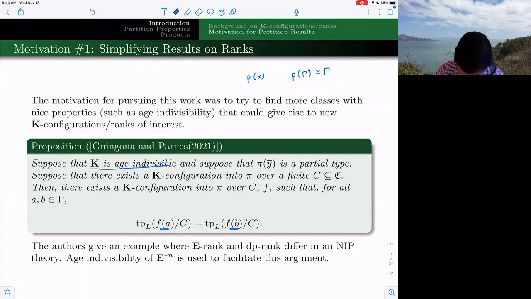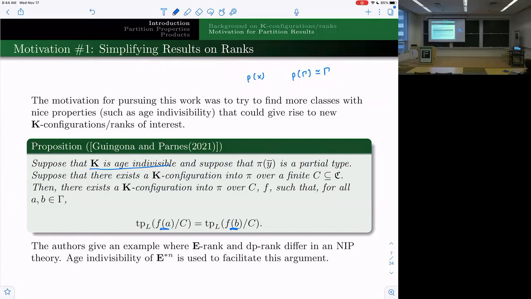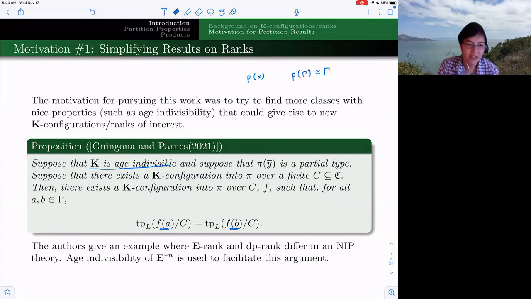So, okay. Lynn, in this proposition, what is gamma? Who is gamma? This should be the Fraïssé limit of K. Oh. And that's a common notation they have throughout their paper. Thanks for asking.